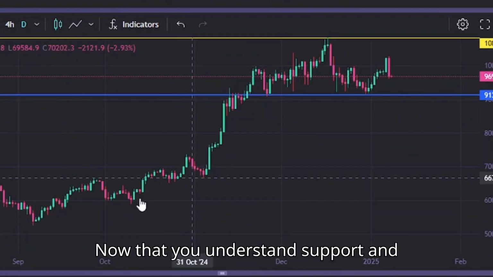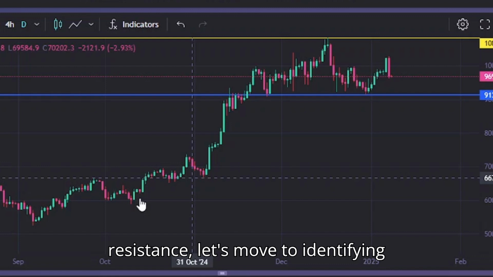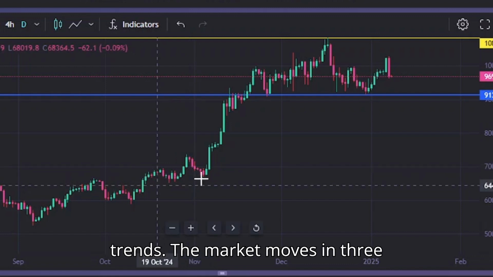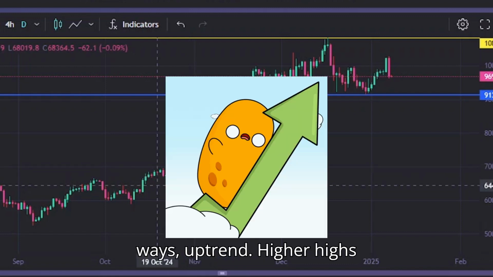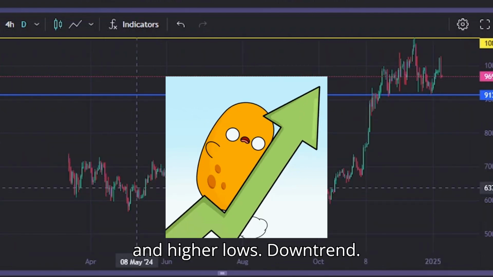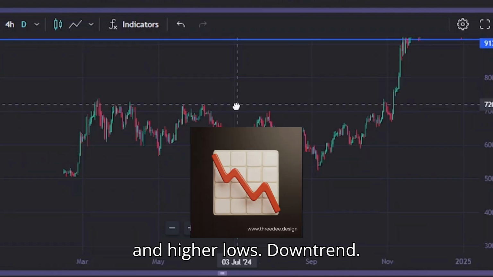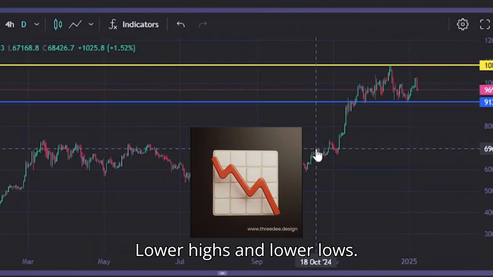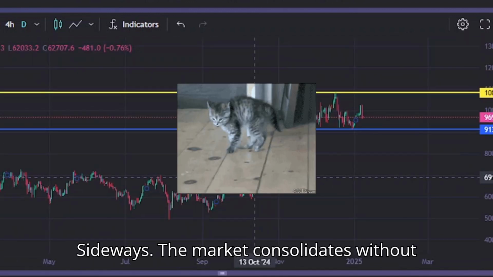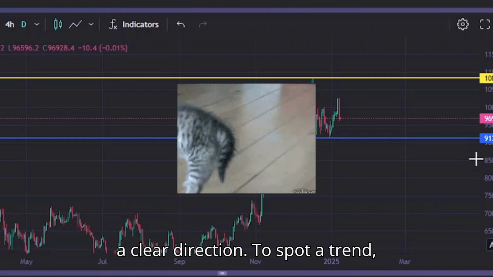Now that you understand support and resistance, let's move to identifying trends. The market moves in three ways: uptrend, higher highs and higher lows; downtrend, lower highs and lower lows; sideways, the market consolidates without a clear direction.